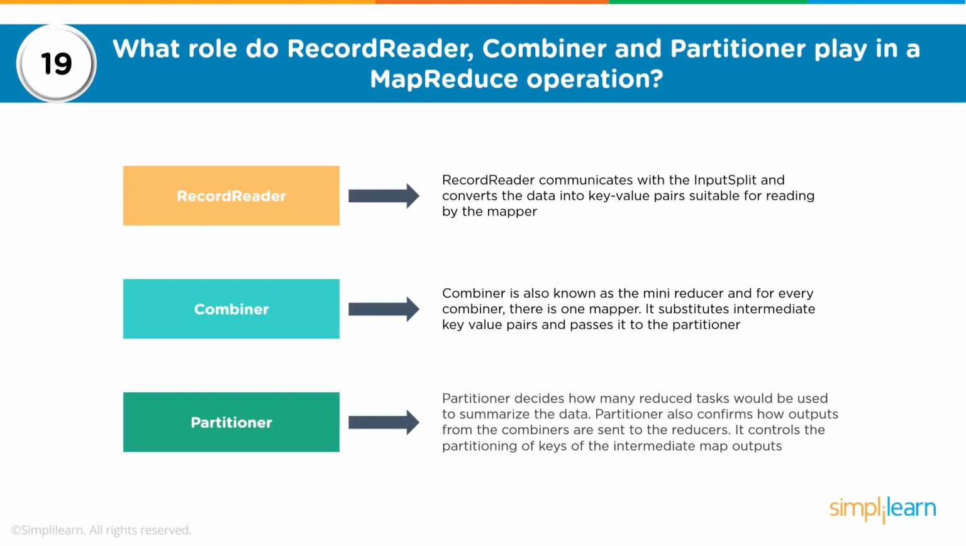Always remember, your partitioner decides how outputs from the combiner are sent to the reducer and to how many reducers. It controls the partitioning of keys of your intermediate map outputs. So whatever output the map phase generates is an intermediate output, and that has to be taken by your combiner and then partitioner to be sent to one or multiple reduce tasks.